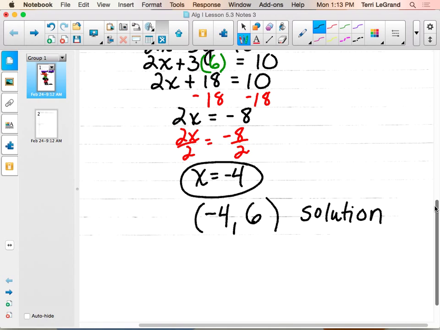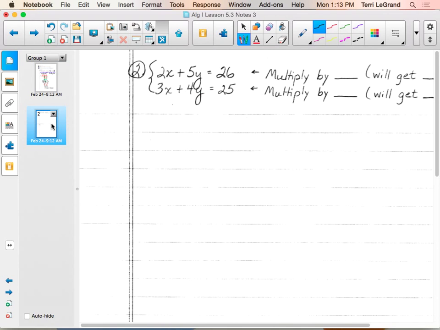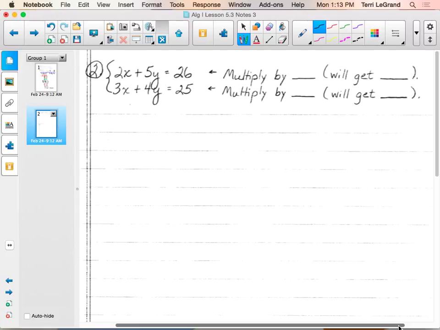Okay, let's go try another one then. Multiply 5y by 4. Okay, so you want to multiply the first equation by 4 because you said you're trying to get the y's to eliminate, so we get a 20y if we did that, right?